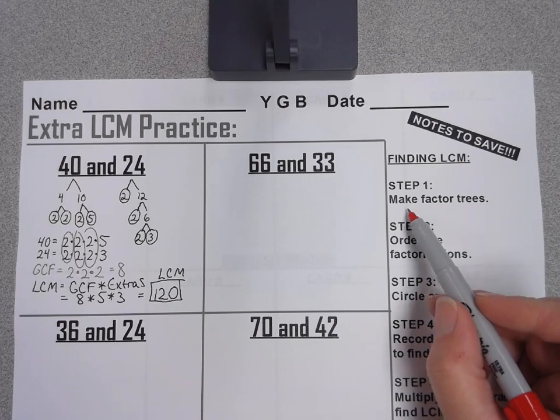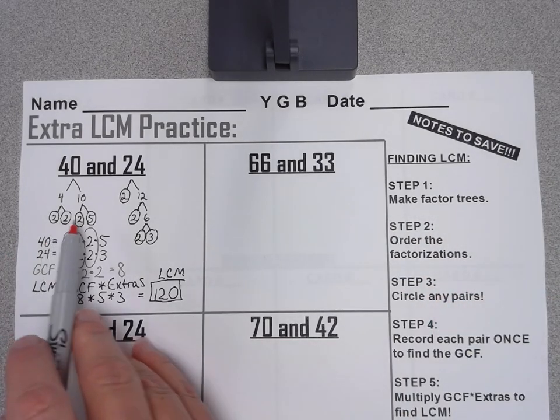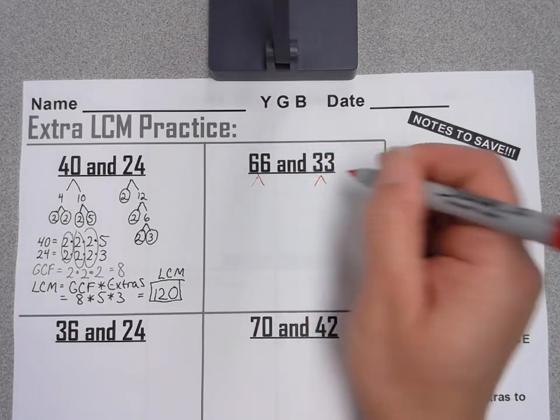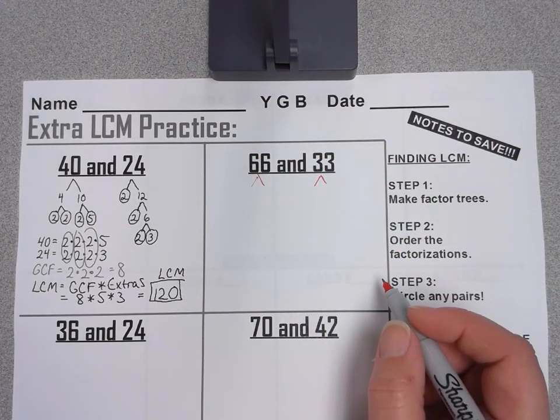Step 1, make a factor tree. Oh, and if I look back at my example, I see that there are already two factor trees shown. So we're going to break both of these down. Remember, we're trying to get to some prime numbers here.